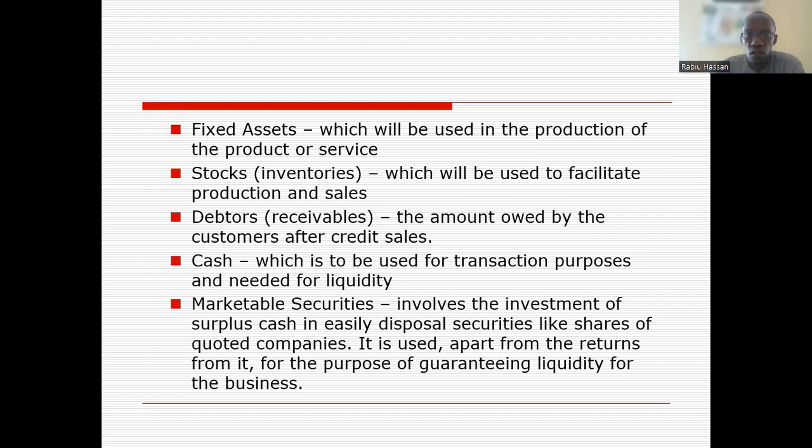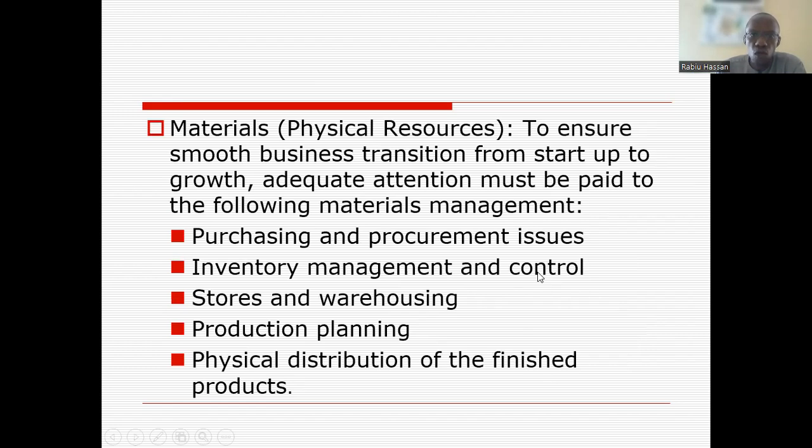And the marketable securities involves the investment of surplus cash in easily disposable securities like shares of quoted companies. This can help you to make extra money apart from the money you can be getting from your business. You understand? If there are some marketable securities that you can invest in to help you get more money for your business running. It is used apart from the return from it for the purpose of guaranteeing liquidity for the business. So apart from the money, and then we have also material, physical resources to ensure smooth business transition from startup to growth.